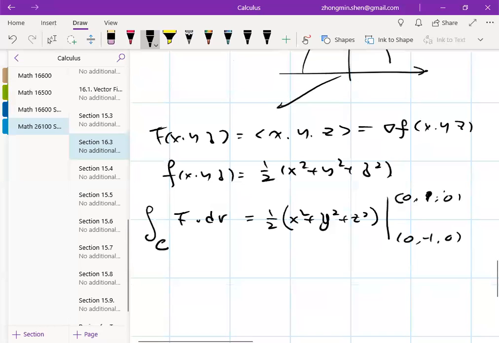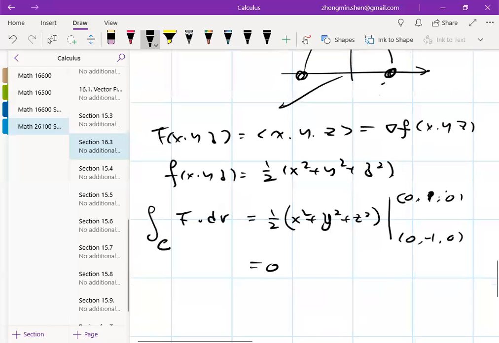But when you plug into here, that does not change the value, so it's going to be 0 anyway. The difference of the value of the function at those two endpoints, one at this point and one at that point. Evaluate here at this point, and this is going to be 0, negative 1, 0. So that's 0.